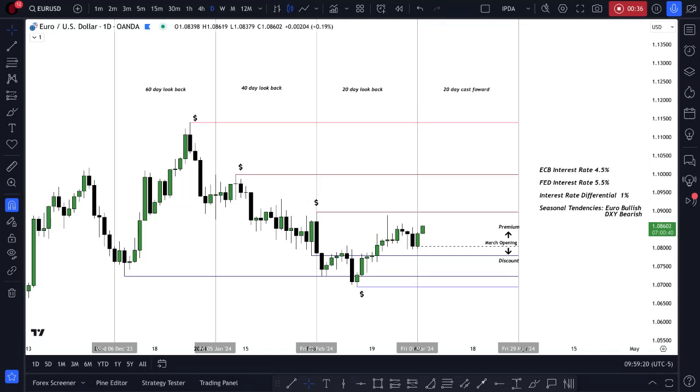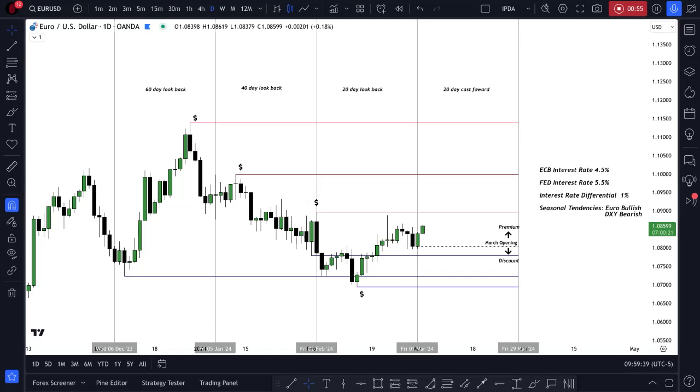Some macro information. The ECB, the European Central Bank, has an interest rate of 4.5, and the United States central bank, the Fed, has an interest rate of 5.5. So we have an interest rate differential of 1%. I like that we have an interest rate differential. The market is more likely to move. We've got a strong versus weak currency.